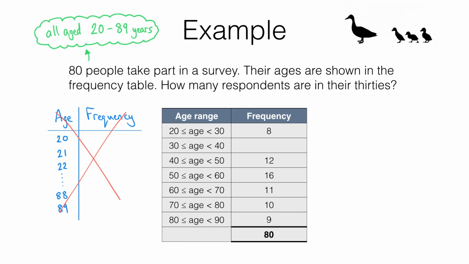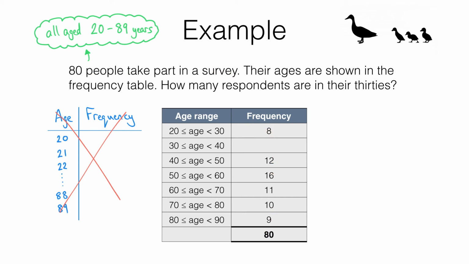This next row is for people in their 30s. The age is at least 30, so 30 is less than or equal to the age, which means the age is greater than or equal to 30. But the age is also less than 40. So they can only be as old as 39 and 364 days and a bit, but they definitely can't be 40. And we don't know the frequency here, but we can work it out because remember, we know that the frequencies have to add up to 80 because we know 80 people took part in the survey.